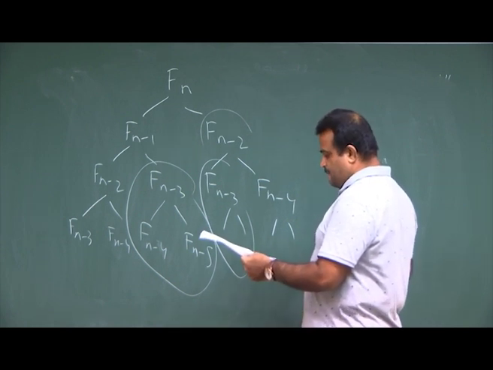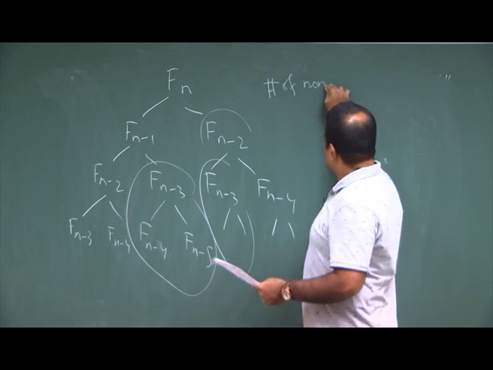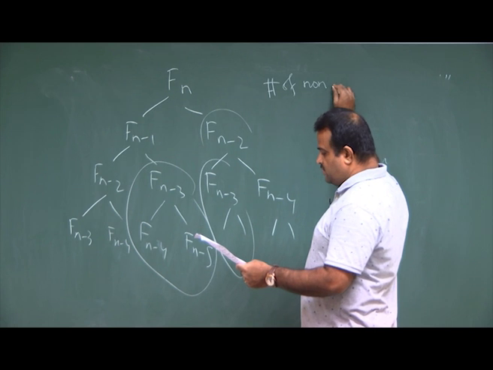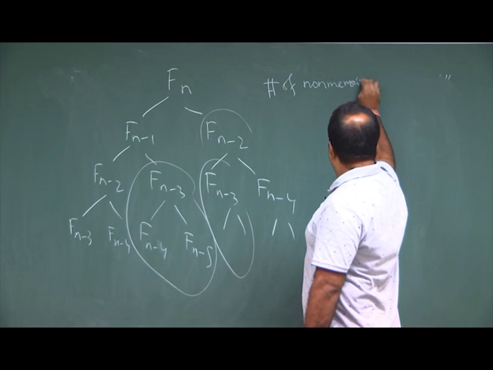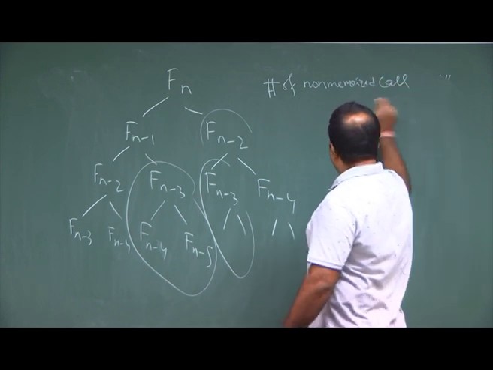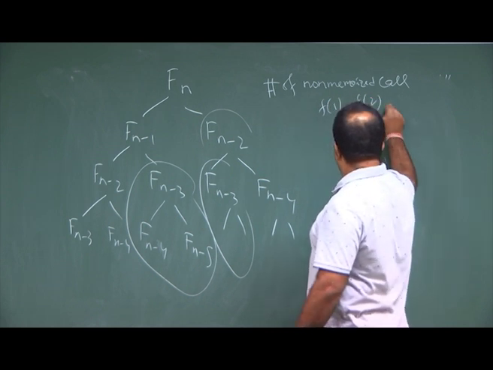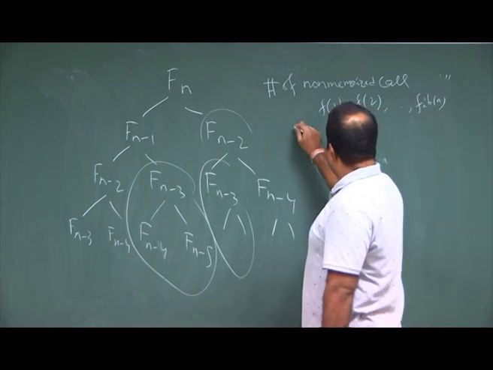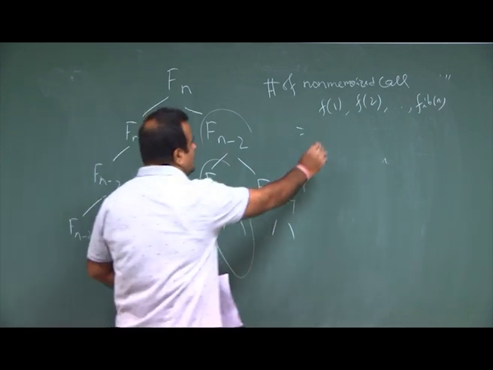The number of non-memoized calls is basically, we have to calculate f1, f2, up to fib n. So, n times. So, the number of non-memoized calculations is n.